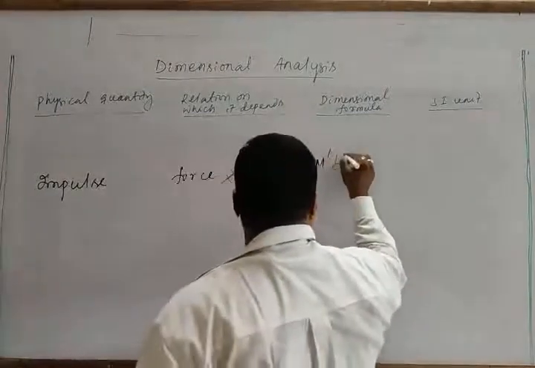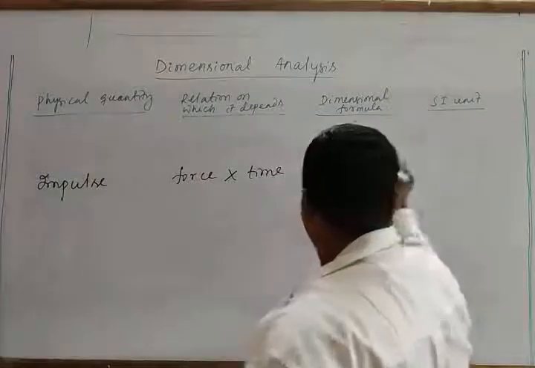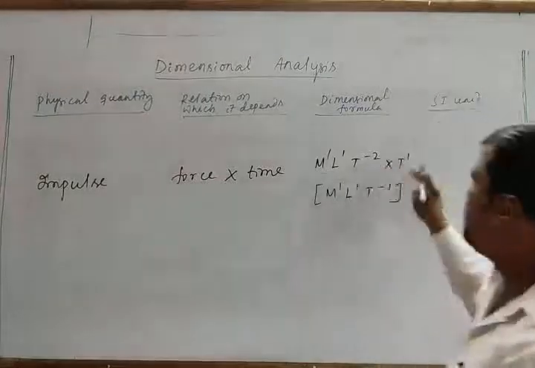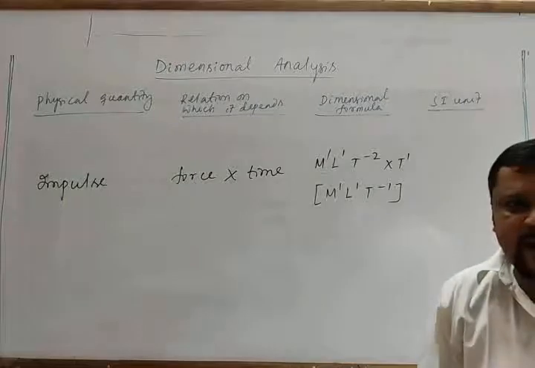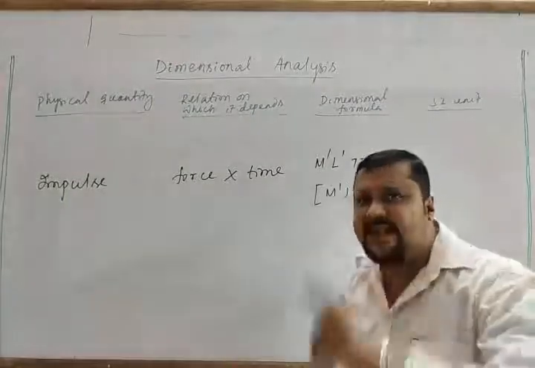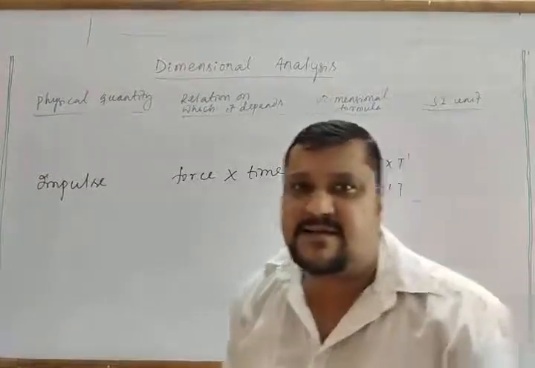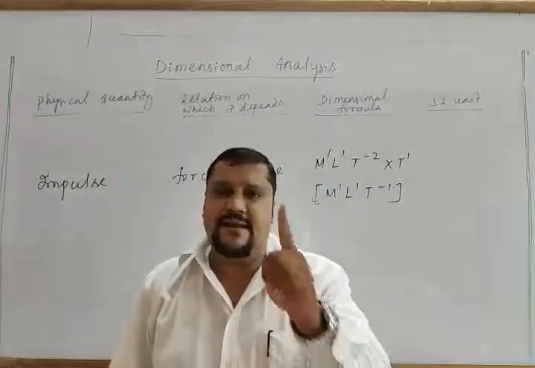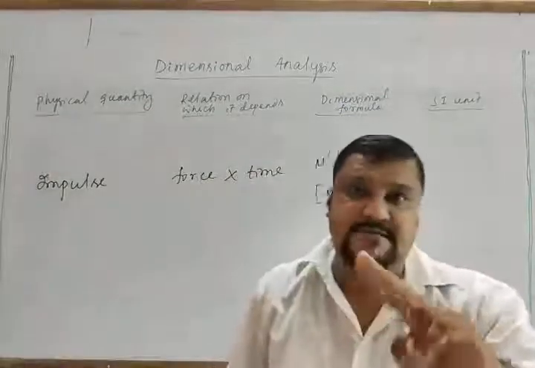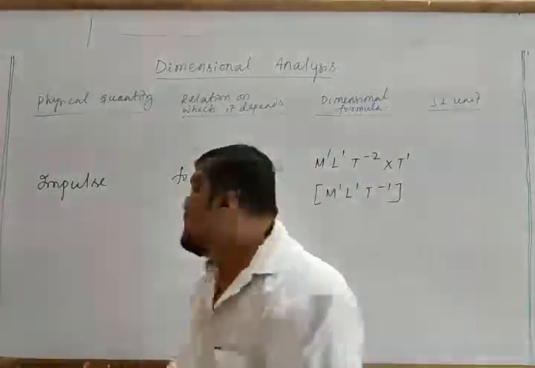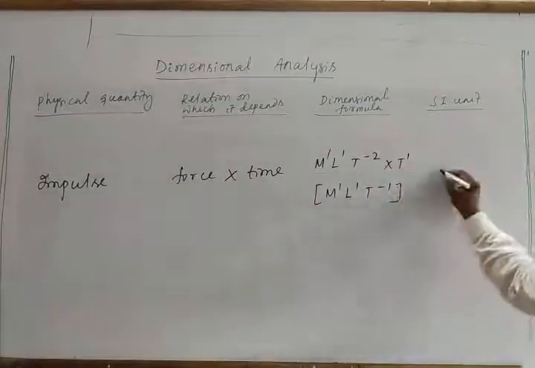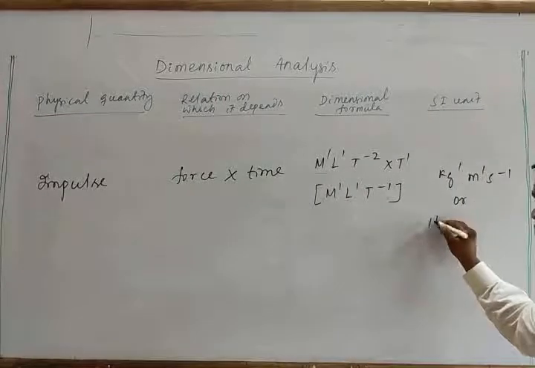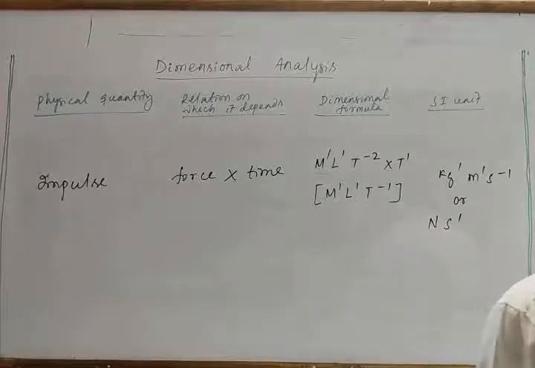So force is M1 L1 T minus 2 and time is T1, so M1 L1 T minus 2 plus 1, which is T minus 1. We already got this dimension for linear momentum. Impulse and linear momentum have the same dimension, but they are different physical quantities. That's why in the beginning I told you that two physical quantities may have the same dimension. Don't get confused. So the unit is kg meter second minus 1, or from the formula, force is Newton, time is second, so Newton second. That is your impulse.